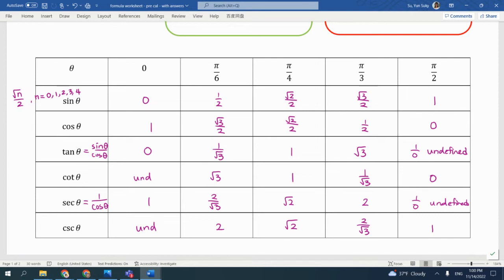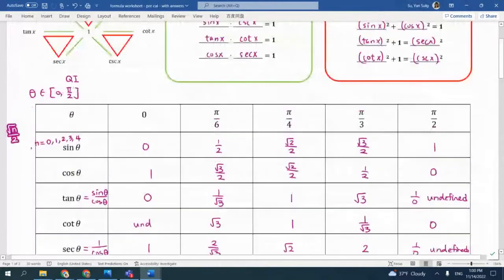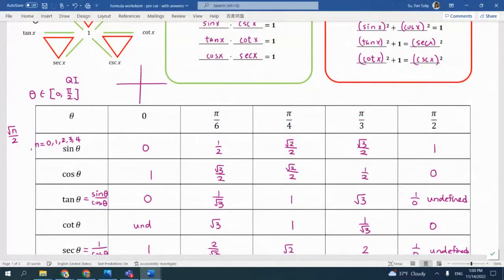So this is quadrant 1 angles. If your angle is in other quadrants, you gotta find the reference angle. And depending on whether the trig function in that quadrant is positive or negative, you figure out the sign. Right, everybody? So today this is like a review as well. These values take care of theta from 0 to pi over 2. That's quadrant 1.